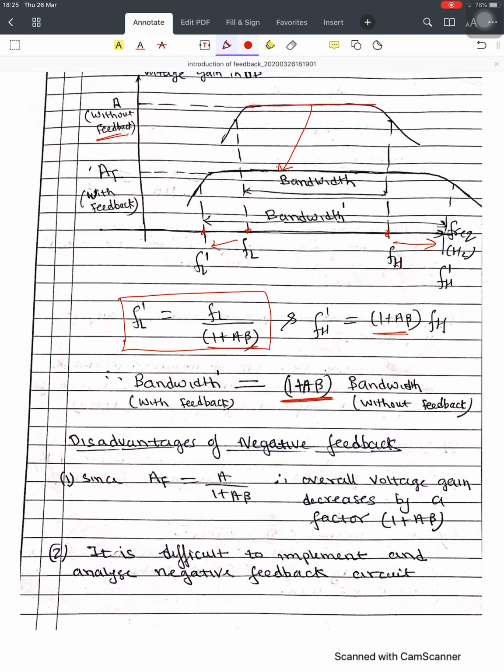Now there are a few drawbacks or disadvantages. First is that gain reduces by this factor. Second, it's difficult to implement this type of circuit and even more difficult to analyze them.